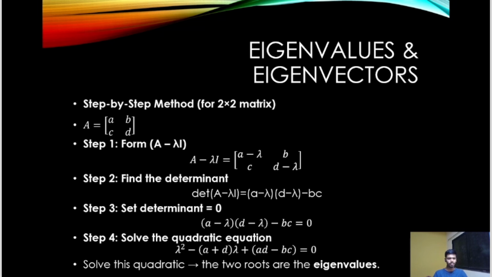Step 2 is finding the determinant. So after we find the determinant like this, I hope you all know how to find determinants. And step 3 is to set the determinant to 0. Take all this value and equate it to 0. After solving this quadratic equation, we will find two roots. Those two roots can be referred to as eigenvalues. So this is a very simple method to find eigenvalues.